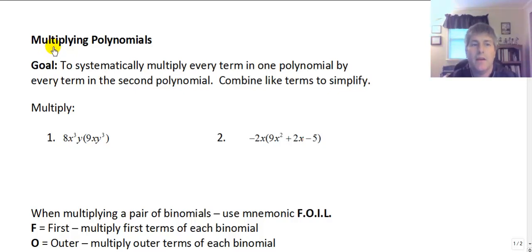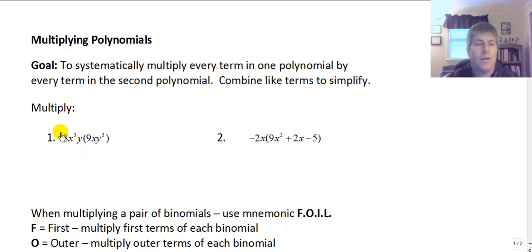Welcome back. In this video, we're going to talk about multiplying polynomials. Our goal here really is to systematically multiply every term, or maybe even every factor, in one polynomial by every term in the second or third polynomial. And then finally, we'll combine like terms and simplify.